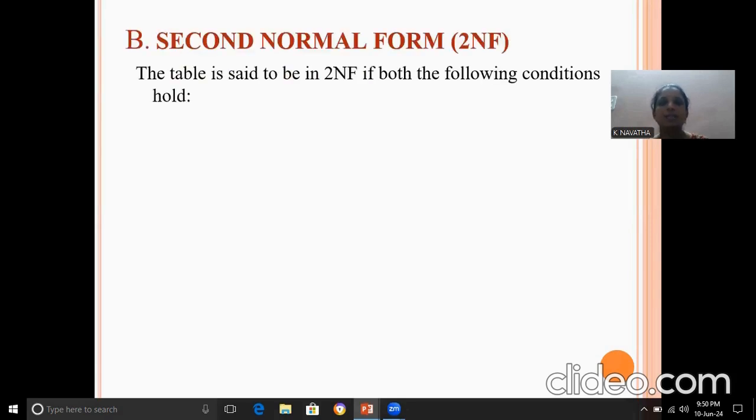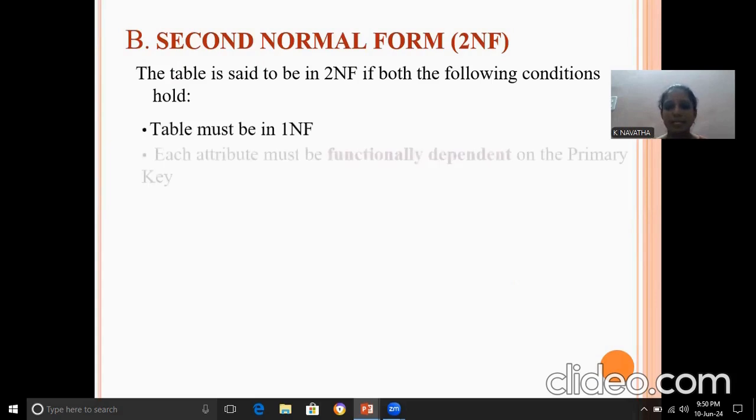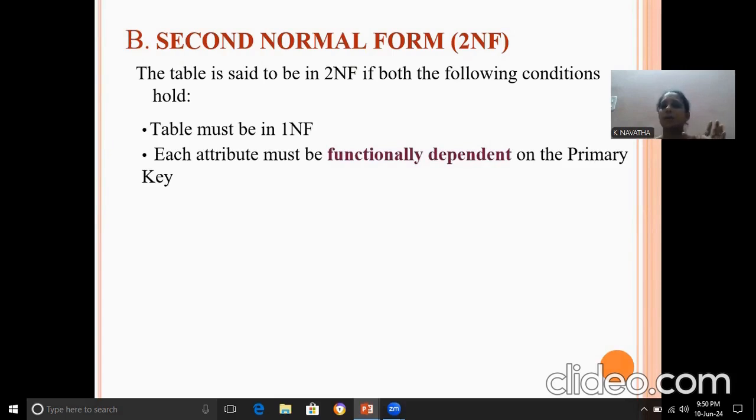Now next is second normal form. The table is said to be in second normal form if both the following conditions hold. That means the table must be in first normal form. Then next, each attribute must be functionally dependent on the primary key. That means each attribute, whatever we are taking in the table, must be functionally dependent on the primary key. Primary key means it should have a unique value and also not null.